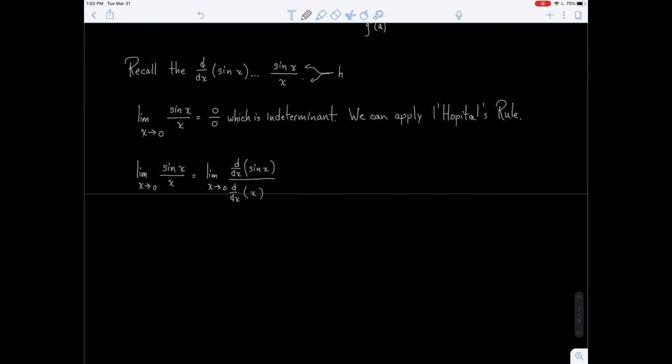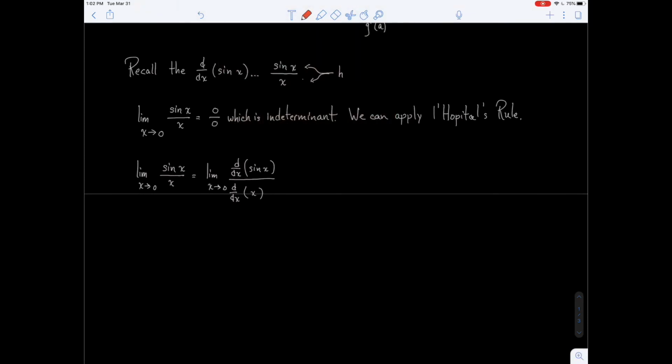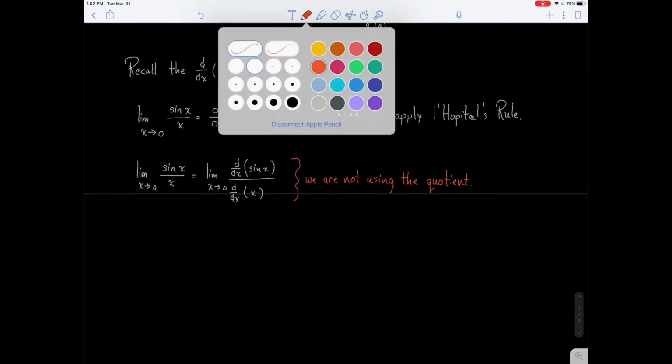Now notice this, and I'm going to put this in another color because it's pretty important, we are not using the quotient rule. This is not a quotient rule. It's very simply the derivative of the numerator divided by the derivative of the denominator. That's our result. So let's keep going.